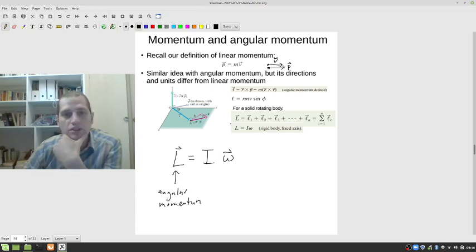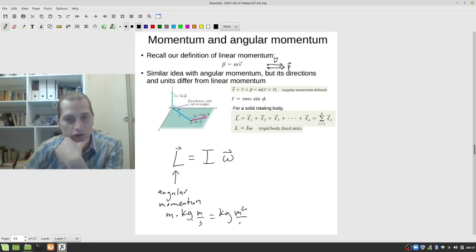Okay, what units does it have? It's got R cross P, so it's going to be meters times kilograms meters per second. So P is kilograms times meters per second. So that's kilograms meters squared per second.